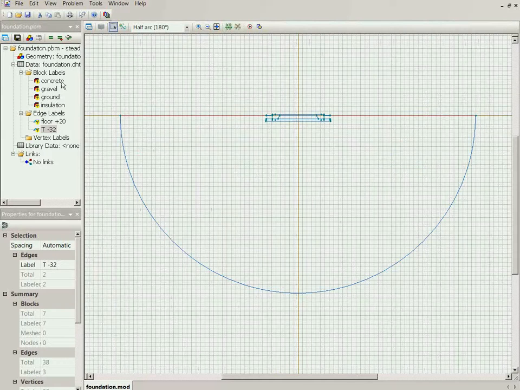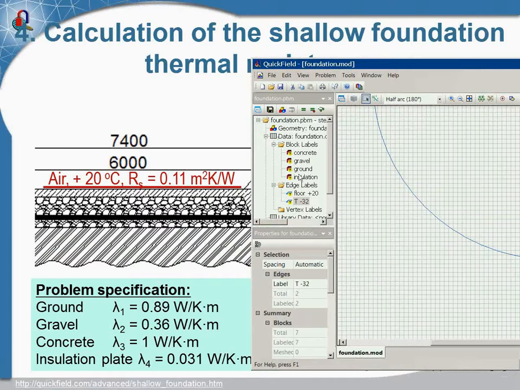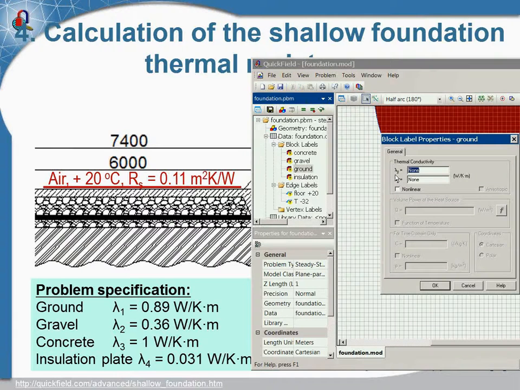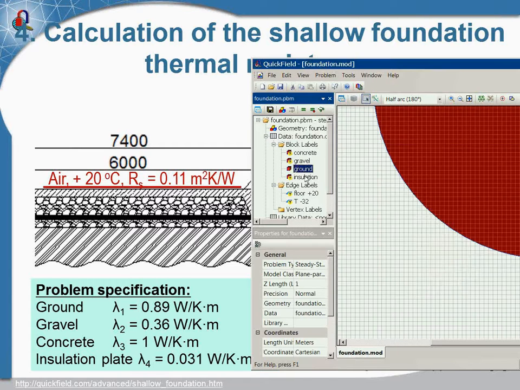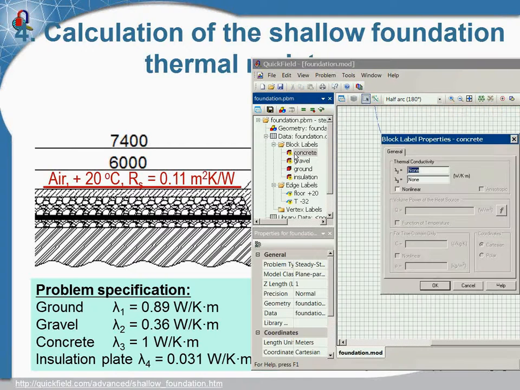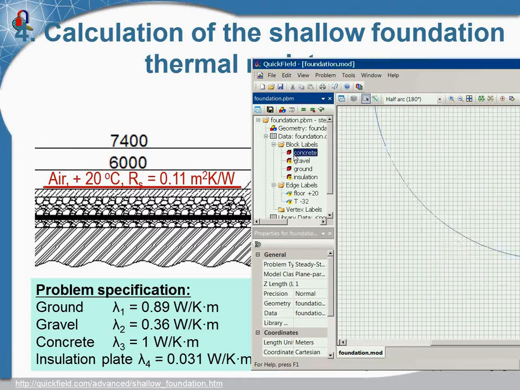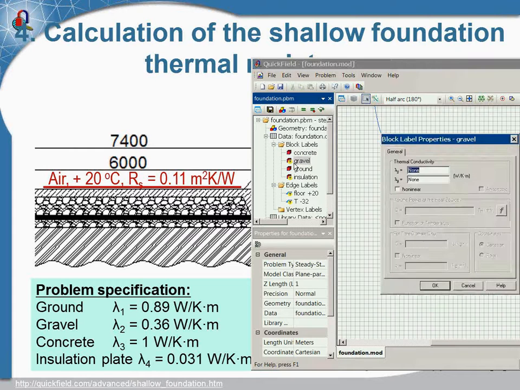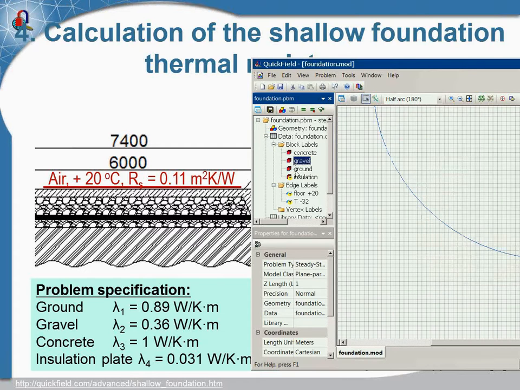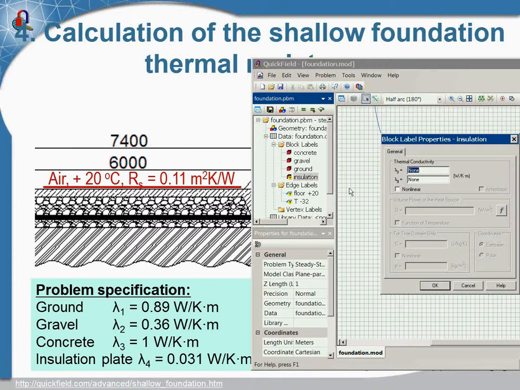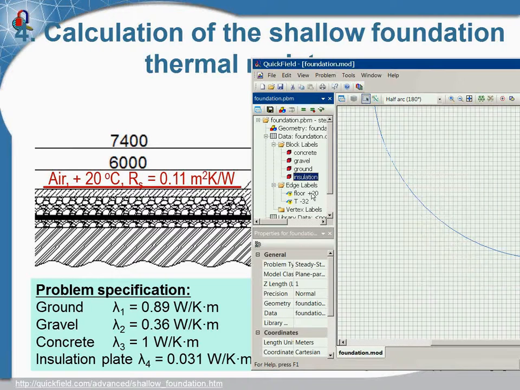Now I should specify physical properties for each object. For the ground, the thermal conductivity is 0.36. For the concrete, the thermal conductivity is 1. For the gravel, the thermal conductivity is 0.36. And for the insulation plate, the thermal conductivity is 0.031.